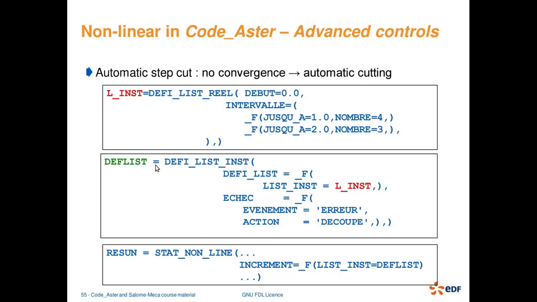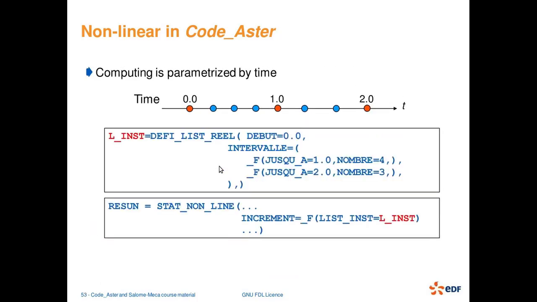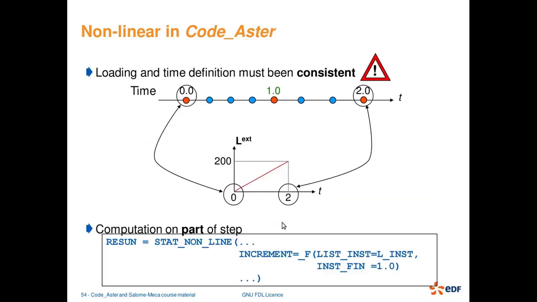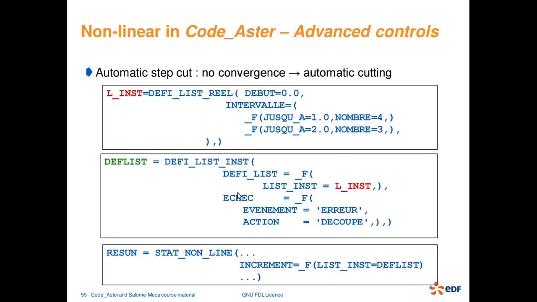So in the definition of the list, in this defi list inst command, earlier we used the increment command, here we use the defi list inst command to control this by automatic time step cutting, okay, in case of error. So these are some advanced controls.